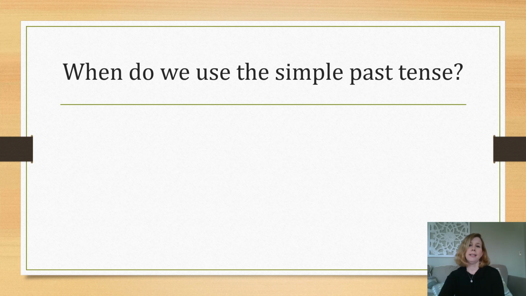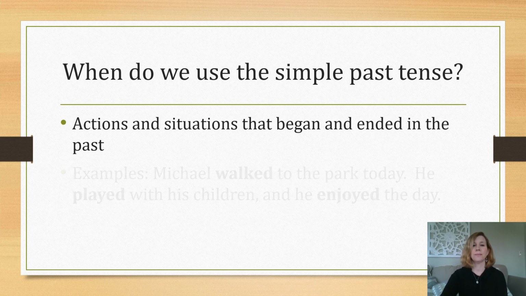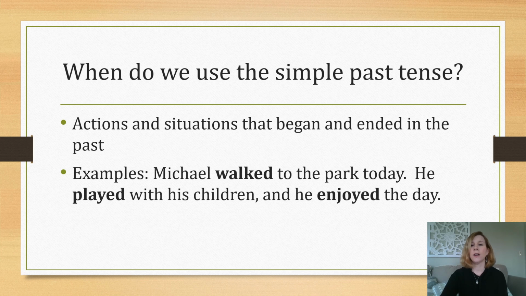In this slide, let's take a quick look at when we use the simple past tense. As I've said in other videos, we use it for actions and situations that began and ended in the past. Here are a few examples. Michael walked to the park today. He played with the children and he enjoyed the day.